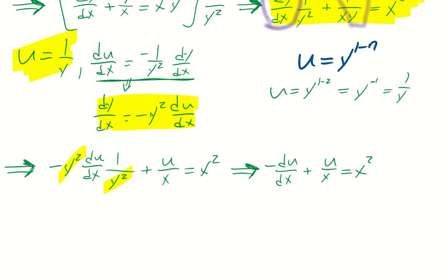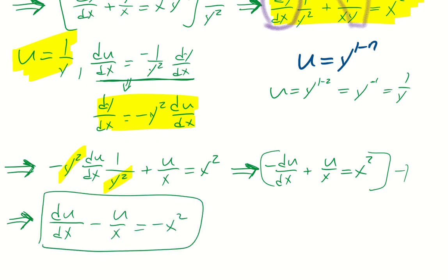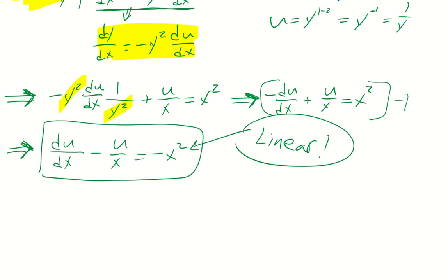This is linear, but to make this more explicit, so to speak, let's just multiply the entire equation by minus 1. So now we have du/dx minus u over x is equal to minus x squared. Great. And this here is clearly a linear equation. So let's solve it. Remember, with a linear equation, the general form is just dy/dx plus p of x times y is equal to q of x. We can solve it with our so-called integrating factor.